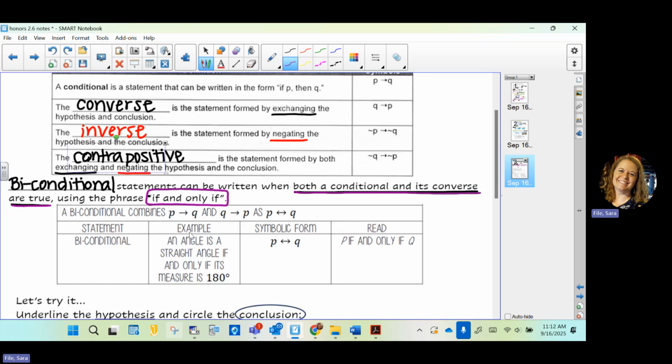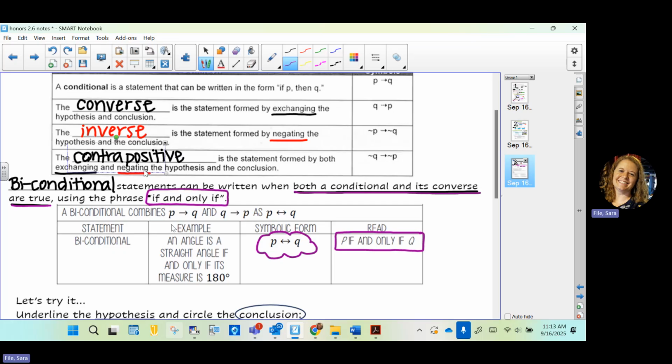So here are the symbols. The conditional is if P then Q. The converse is if Q then P. If both of those are true, we create this new symbol, the biconditional, where the arrow goes both ways. It's P if and only if Q. That's how you read that. And this is the symbol form.